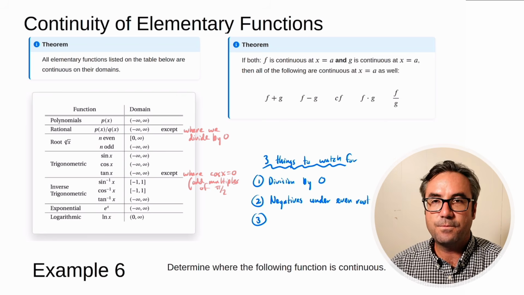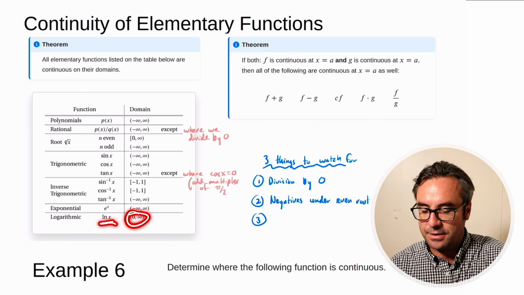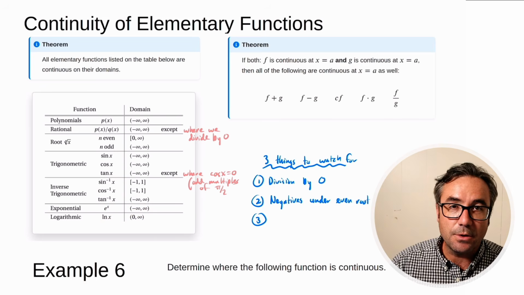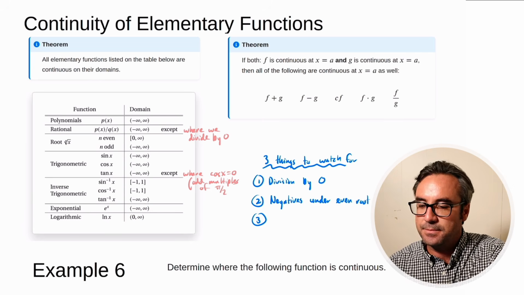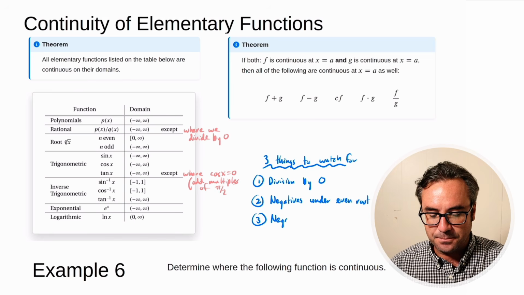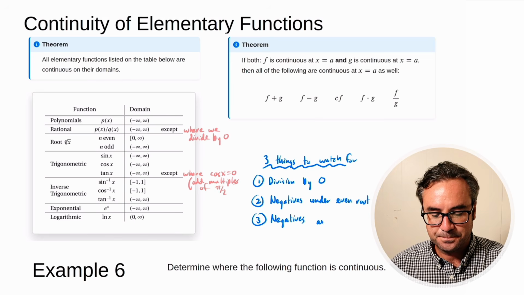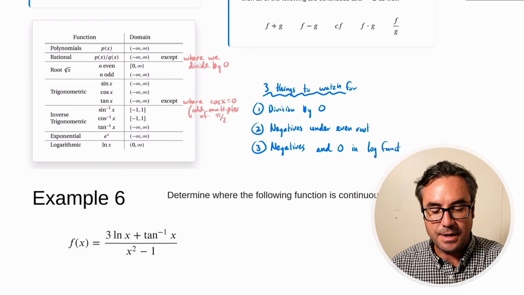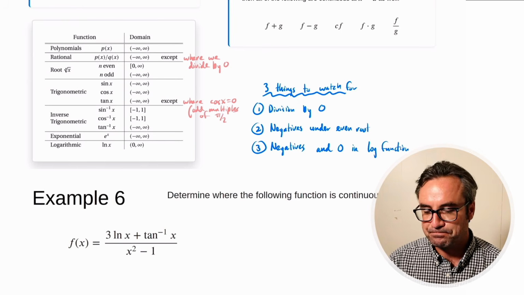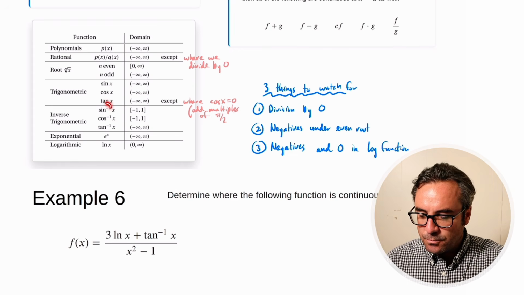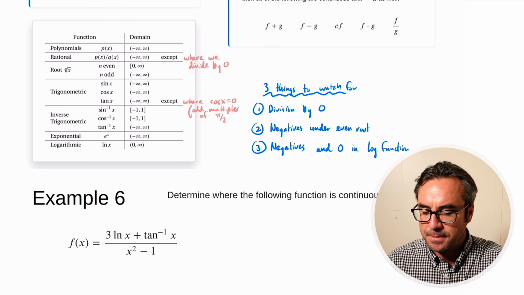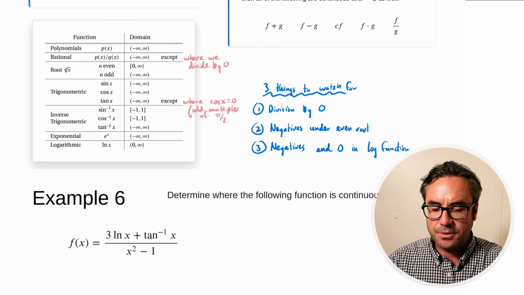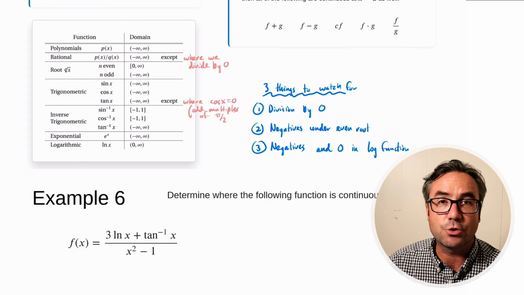And then the last one is the log function. For log functions, you can't plug 0 in and you can't plug negative numbers in. So negatives and 0 in the log function. Those are the three main exceptions. Other than that, we do a little bit with inverse sine and cosine, so there is some restriction there. But these are primarily the three main ones we want to keep track of.